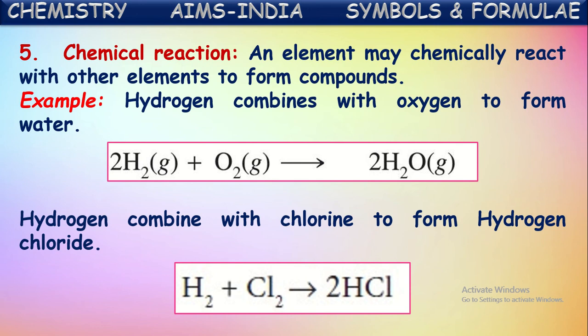And each symbol has two representations, a quantitative representation and a qualitative representation. Two meanings are there for that. These elements cannot be broken further into simpler substances either by physical means or by chemical means. Okay, that is about a symbol. So these elements will combine chemically with other elements to form compounds. These chemical reactions can be represented with chemical equations.